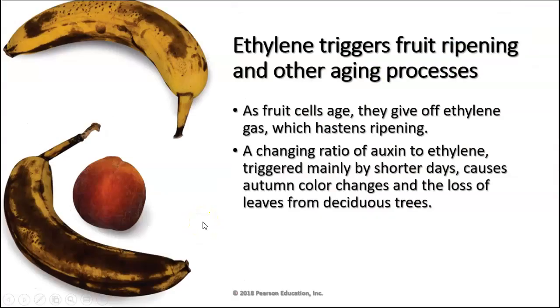Another substance that is produced by fruit ripening is ethylene. Ethylene is a gas, and it's not really a hormone, but it has a similar hormone effect, okay? And it triggers fruit ripening and other kinds of aging processes.